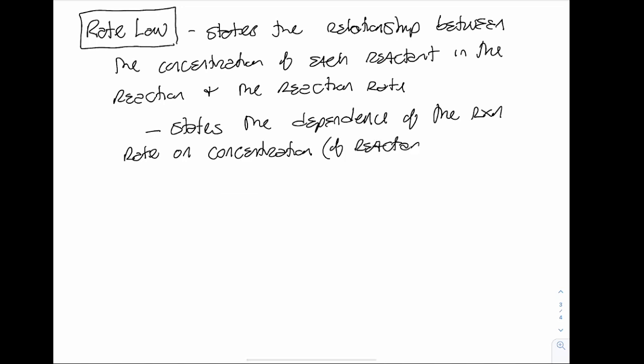Rate laws are always expressed in terms of reactants and not products. When we're writing rate expressions, we include both reactants and products, right? We put negative signs in front of our reactants, positives in front of our products, because reactants disappear and products appear. Rate laws are only in terms of reactants. Products are not included in our rate laws. Product concentrations are not part of the rate law.